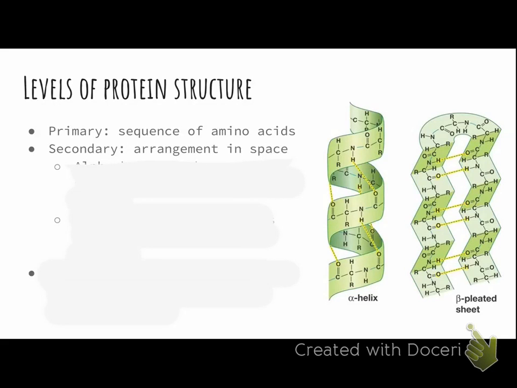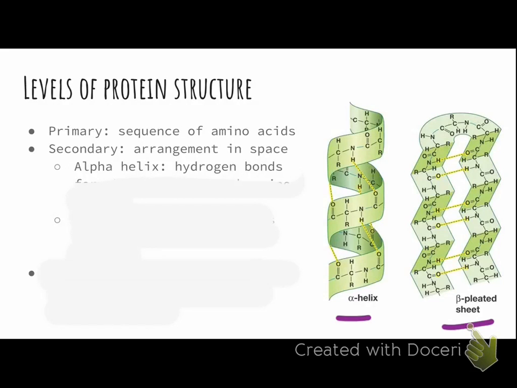The secondary level of protein structure is the arrangement in space, so what it looks like physically and how it's going to bond. So there's 2 main shapes that you're going to see, and they are listed for you over here. So my suggestion would be to kind of sketch out what these look like. It doesn't have to be perfect, but just so you have an idea here.